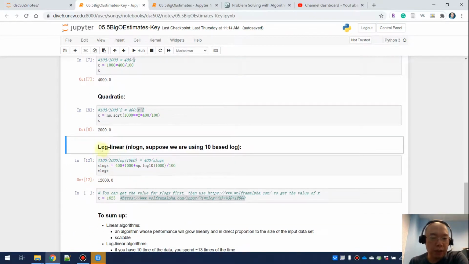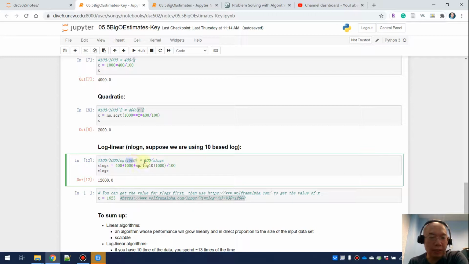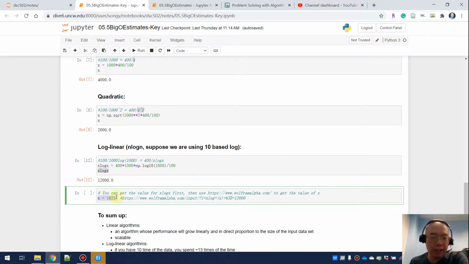Okay, and how about log linear? For the log linear, that will be 100 divided by 1000 log 1000, and 400 divided by x log x, and then you have to figure this out. You can first figure out the x log x, and then using that x log x, figure out the x, and this x is 1600 something.